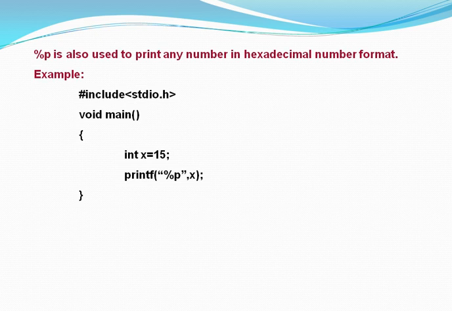%p is also used to print any number in hexadecimal number format. For example, suppose you take integer x equals 15, and you want to print %p and then x. So what is the result? 000F is your hexadecimal value. The hexadecimal value of 15 is F. So by using %p you can also print in the hexadecimal format.